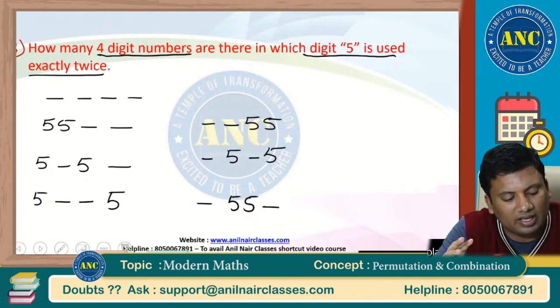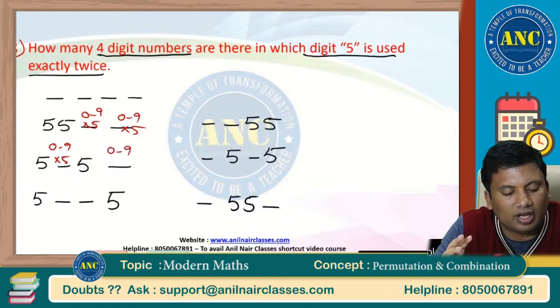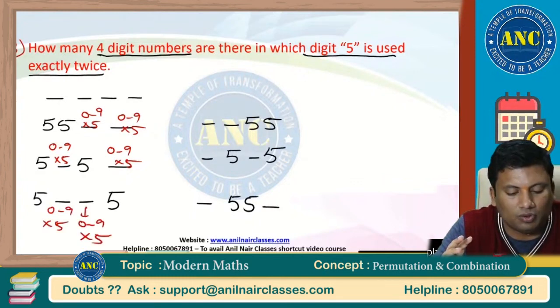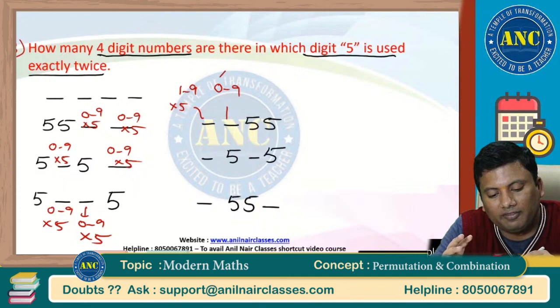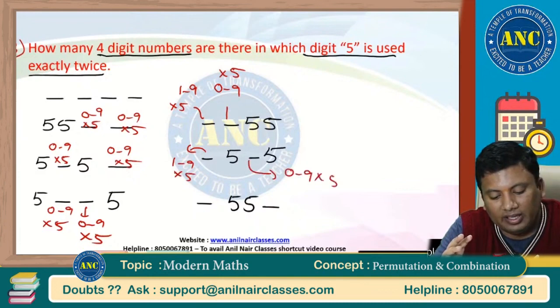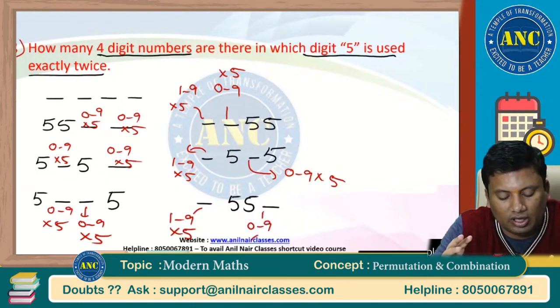Now the problem is very easy. In the remaining places, 0 to 9, 5 cannot come. Only the leftmost cannot take 0, so there it is 1 to 9, 5 cannot come. Here it is 1 to 9, here 0 to 9, and so on, 5 cannot come.